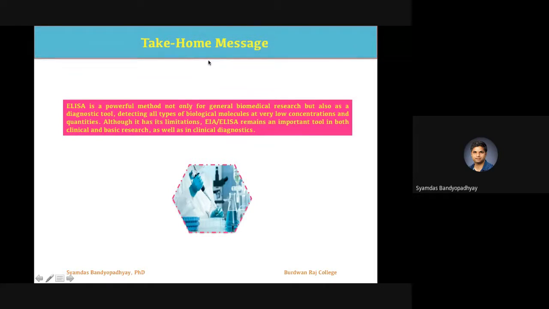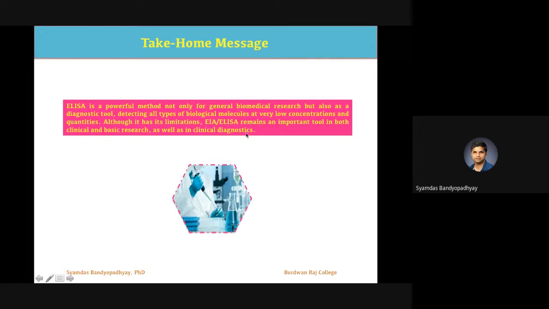So what is the take-home message? ELISA is a powerful method not only for general biomedical research but also as a diagnostic tool, because these days in the COVID pandemic, people also perform ELISA experiments to check the presence of antigens, right? It detects all types of biological molecules at very low concentrations and quantities. This is very important: even if the antigen is present at a very low concentration, you can still detect that antigen using ELISA. Although it has its limitations, it will always have some kind of limitations.